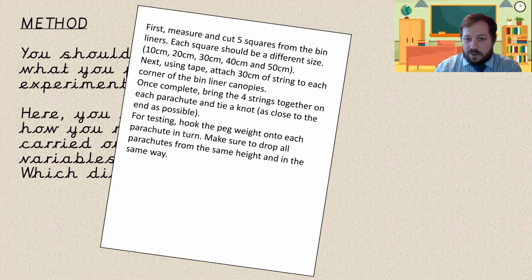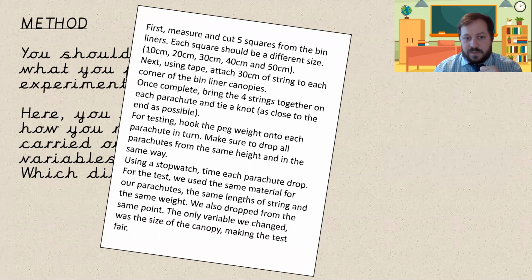For testing, hook the peg weight onto each parachute in turn. Make sure they drop all from the same height and the same weight. This is taking into account any other variables that you don't want to test. You only want to test the size, not how far they're falling or whatever weight they're having to be using. Use a stopwatch and time the parachute drop.